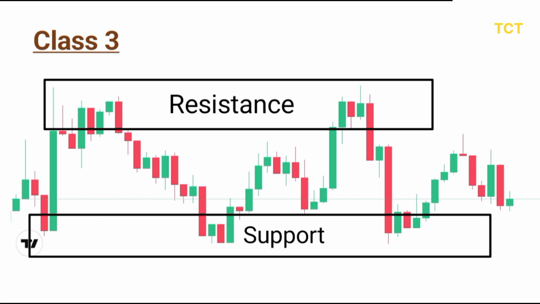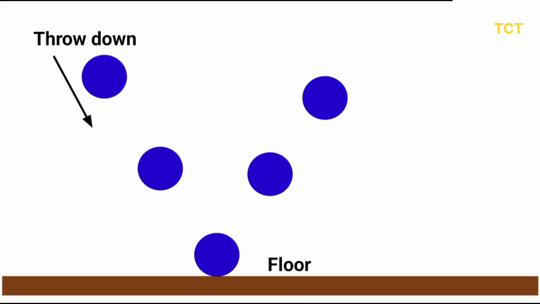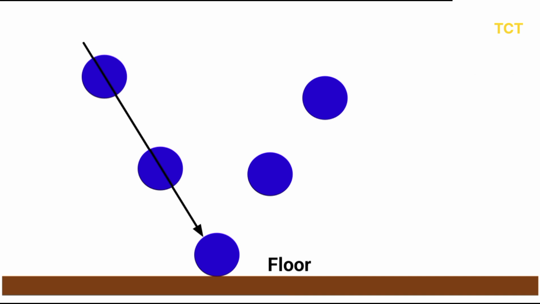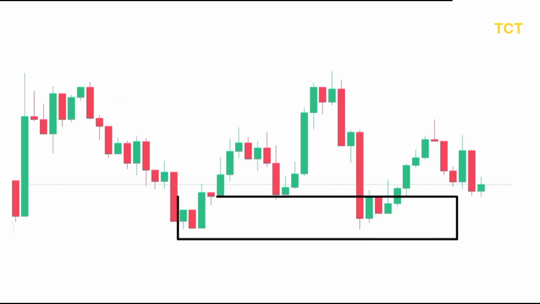So, let's begin. Imagine you throw a ball on the floor. The ball falls down, touches the floor, and bounces back up. In trading, support works in a similar way. Support is a price area where buyers become strong enough to stop the price from falling.